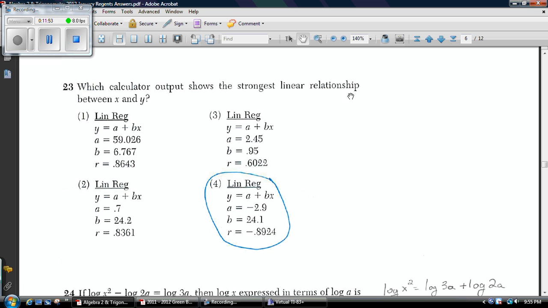Which calculator output shows the strongest linear relationship? For strength of a linear relationship, all you're doing is looking at the r's and finding out which one is closest to 1 or -1. This is an extremely strong negative linear relationship.